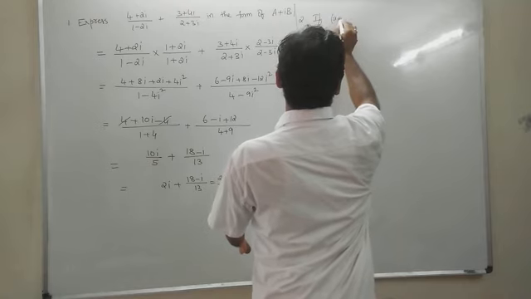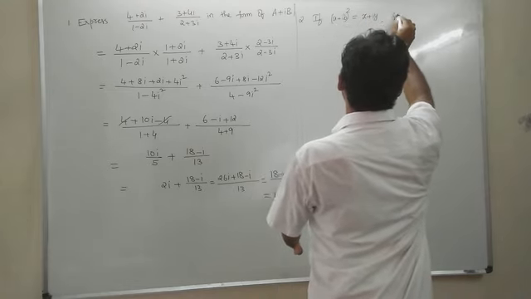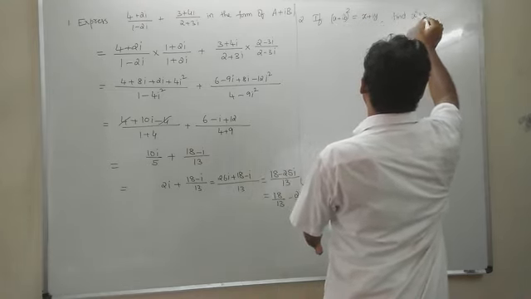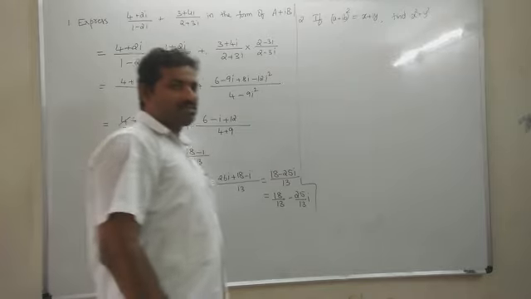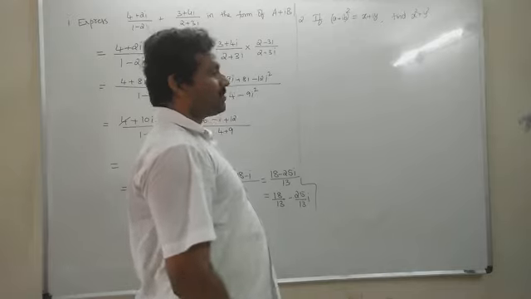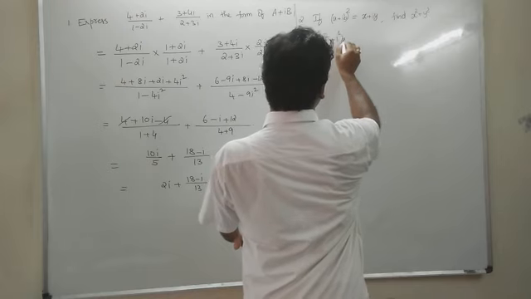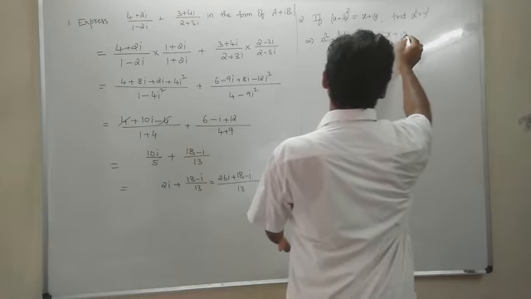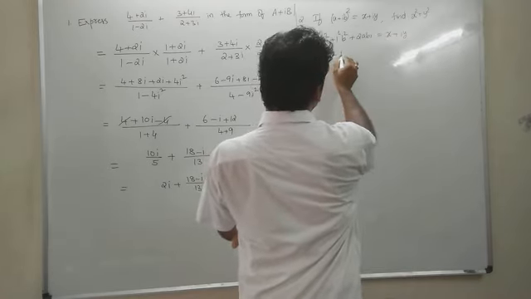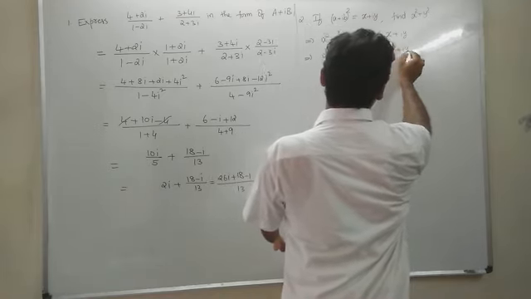If (a+ib) whole square equal to x+iy, find x square plus y square. Find the value of x square plus y square. (a+ib) whole square equal to x+iy. What is this implies? a square plus i square b square plus 2abi equal to x+iy. That implies a square minus b square plus 2abi equal to x+iy.